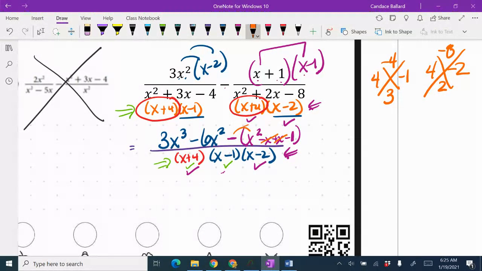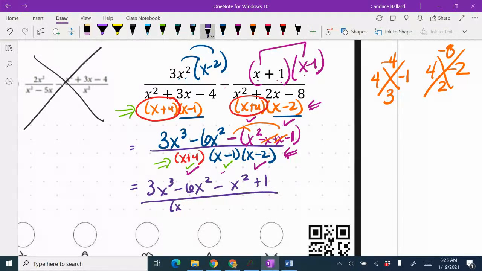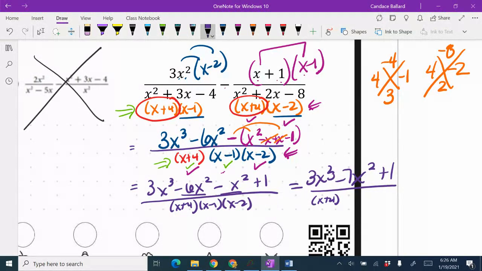At the same time, I'm going to distribute that negative in. So I'm going to do a couple lines of simplification here. So we have 3x cubed minus 6x squared, and I'm distributing the negative, so -x squared plus 1, over x plus 4 times x minus 1 times x minus 2. Now I'm combining together the -6x squared and the -x squared. -7x squared plus 1 all over x plus 4 times x minus 1 times x minus 2.